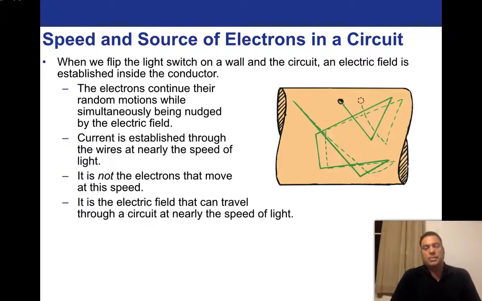We were talking, I said it earlier, that the electrons aren't exactly moving through things at the speed of light. When we flip the light switch on a wall in the circuit, an electric field is established inside the conductor, right? We know this. Whenever you have charges, you're going to have an electric field. The electrons continue their random motions while simultaneously being nudged by the electric field. So in other words, the electrons aren't just suddenly sliding all in one direction, even though I've been showing it like that through a wire.